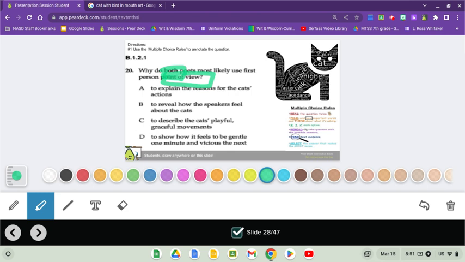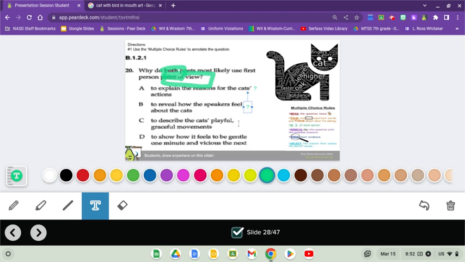Okay. Next, think about what it's asking. Why do both poets most likely use the first person point of view? Why do they use I instead of you or he, she? Next, reread the question with the possible answers. Both poets most likely use the first person point of view to explain the reasons for the cat's actions. I don't know if that's wrong or not, so I'm going to put a question mark next to it. To reveal how the speakers feel about the cats. That too feels quite right to me, so I'm going to put a question mark, come back to it.